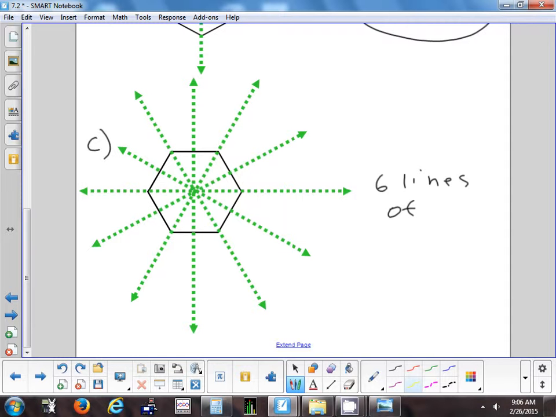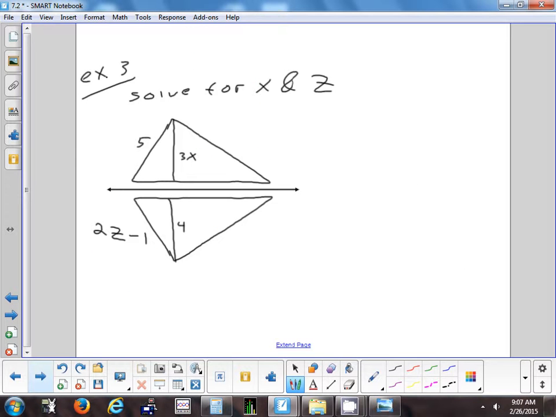What's the only shape we studied so far that had infinitely many lines of symmetry? A circle. Yeah, a circle. Okay, so six lines of symmetry. Any question on that one? Okay. All right, so our last, let's finish up with this one.